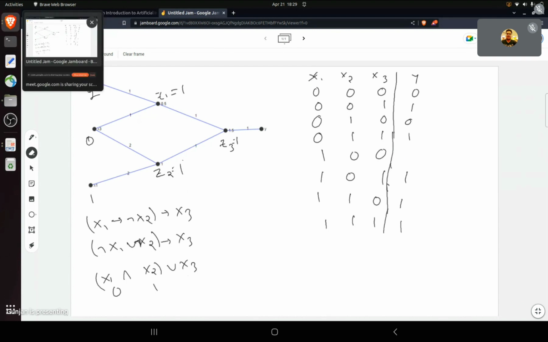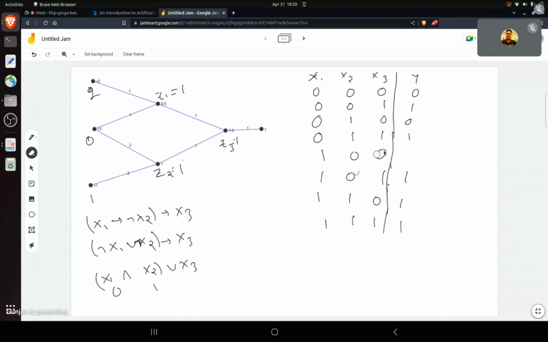So x1 and x2. But when x1 is 1, x2 is 0, x3 is 0, this will be 0, right? Below, both give zero actually. So the answer will be zero. So x1 or x2 or x3 is anyways not correct. X1 and x2 and x3 is also not correct.